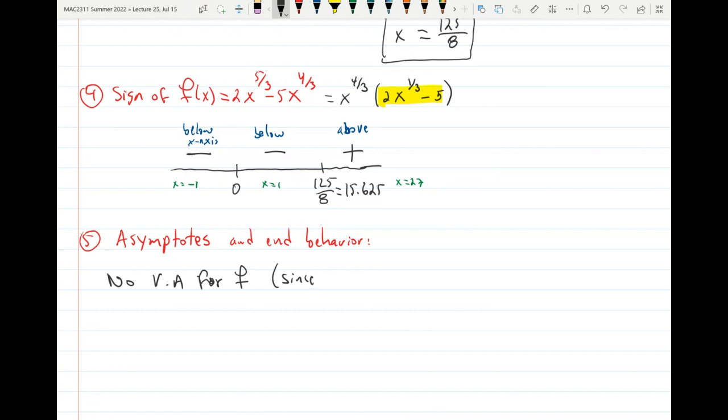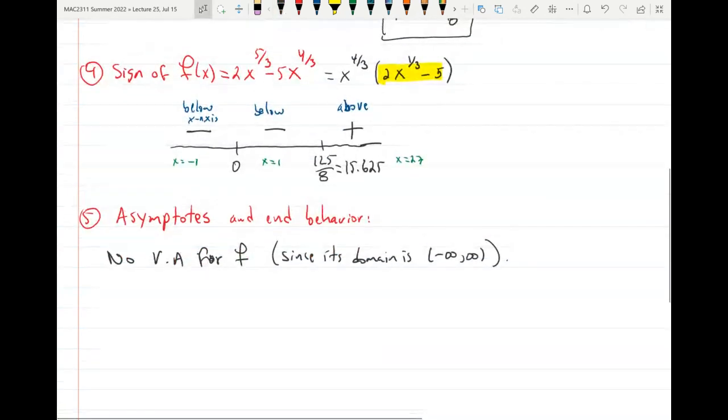And let me just say here, since its domain is all real numbers. So when you do the domain, if it is all real numbers, then that's it. You already know that you're not going to have a vertical asymptote. Now, if you get points at which the function is not defined, those are points that you should be considering for your vertical asymptote purposes. So keep that in mind. Okay, so no vertical asymptote.